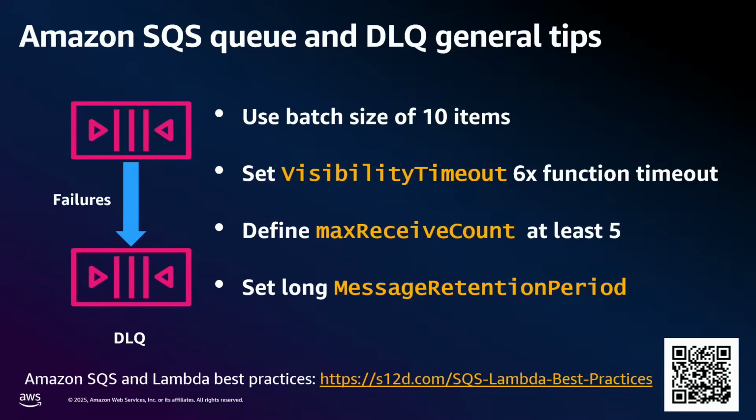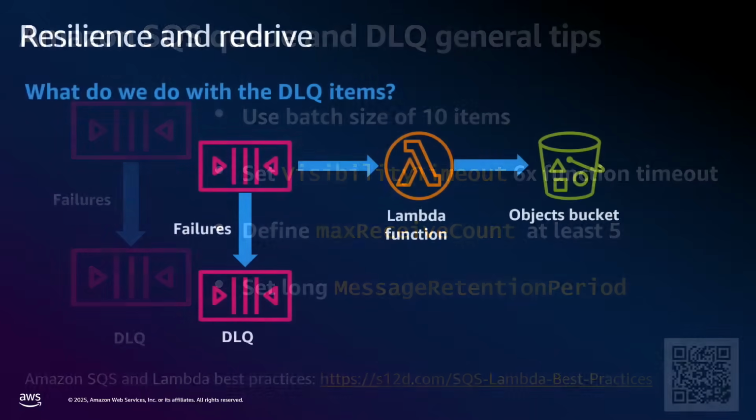And configure the max receive count in your retry policy to at least 5. This helps avoid sending messages to the DLQ due to temporary issues, like throttling, for instance. And finally, set a long message retention period for your dead letter queues. This gives you time to investigate and potentially also reprocess these failed messages. These settings can help create a more resilient system that can handle these types of temporary failures, and it gives you time to address these issues.